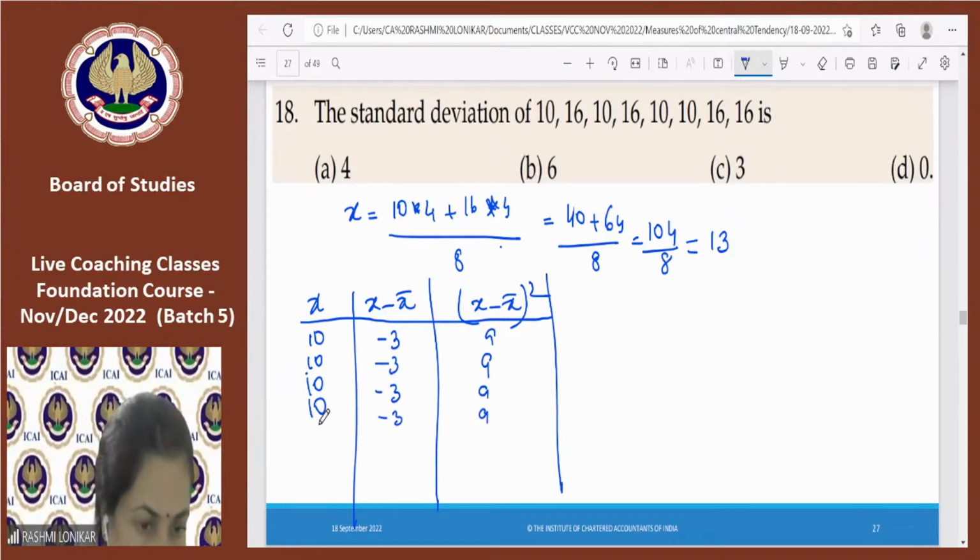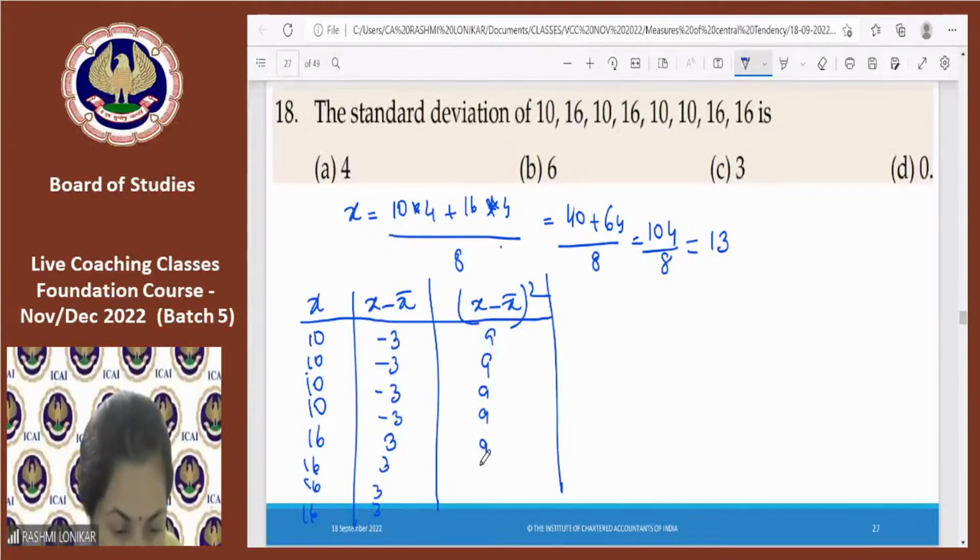Then we have 16. 16 minus 3 is plus 3. 16 plus 3, 16 plus 3, 16 plus 3. So this is 9, 9, 9, 9. So how many 9s are there? 8 9s, 1, 2, 3, 4, 5, 6, 7, 8. So this is equal to summation 8 times 9 is 72.